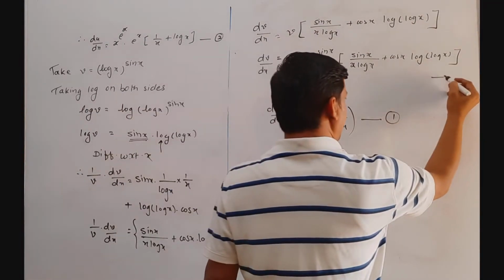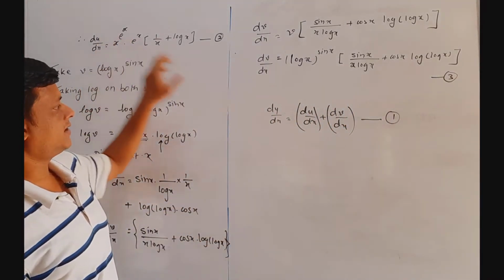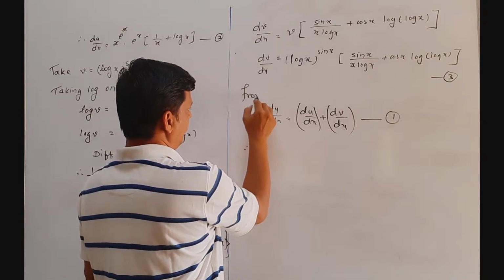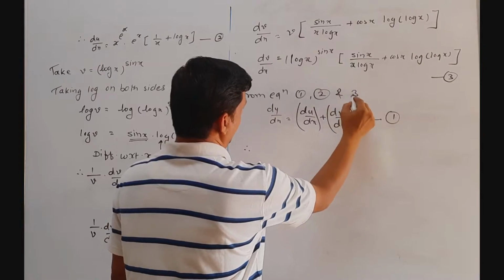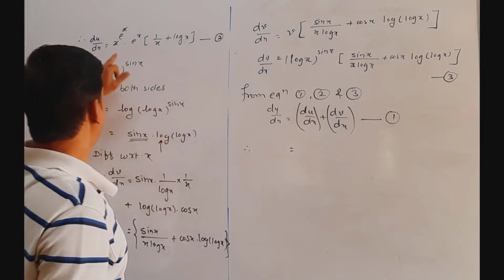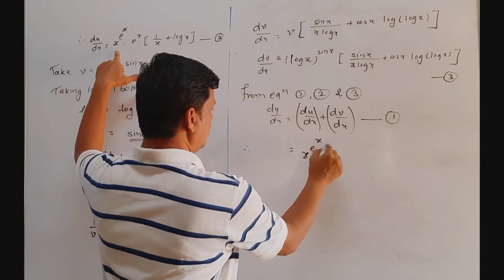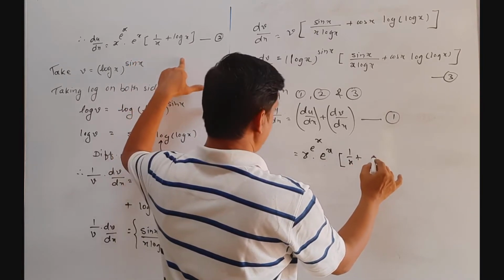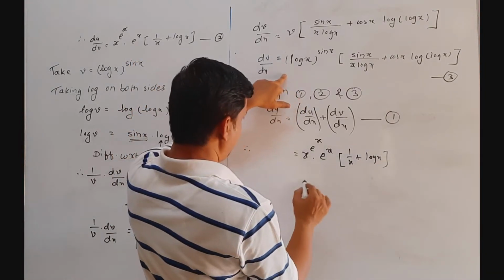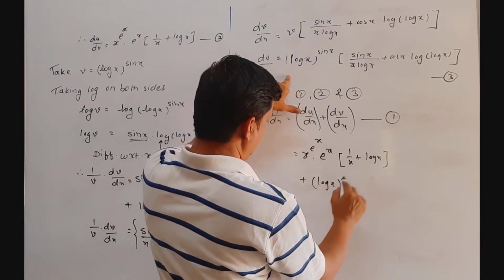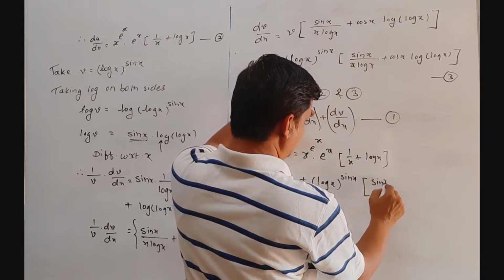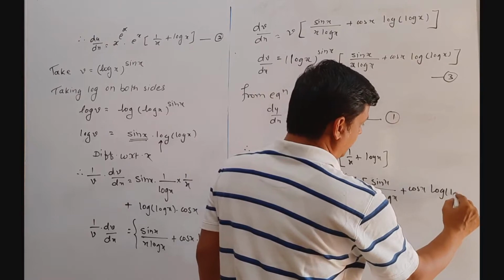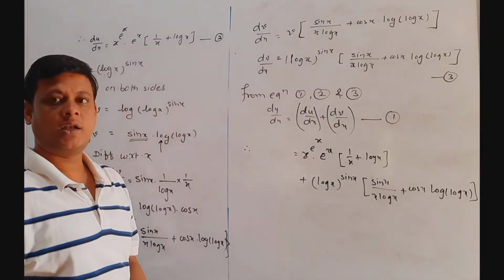Now we have the value of du by dx. So from equations 1, 2 and 3 we replace the value of du by dx, which is x raised to the power e raised to the power x into e raised to the power x in bracket 1 by x plus log x, plus dv by dx, which is (log x) raised to the power sin x into sin x upon x log x plus cos x into log of log x. So in this way we find the derivative of the given function.